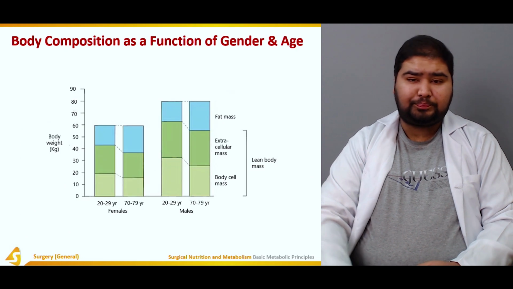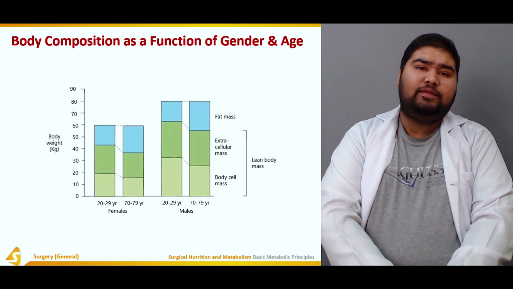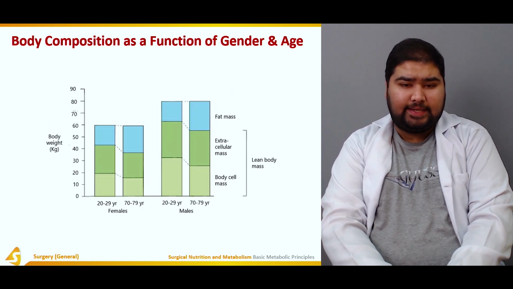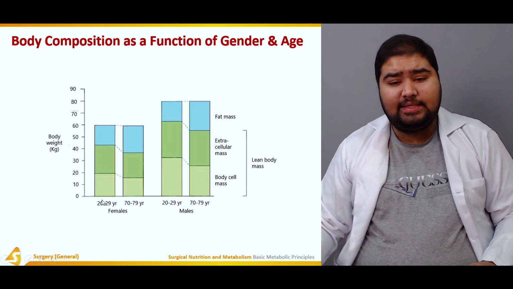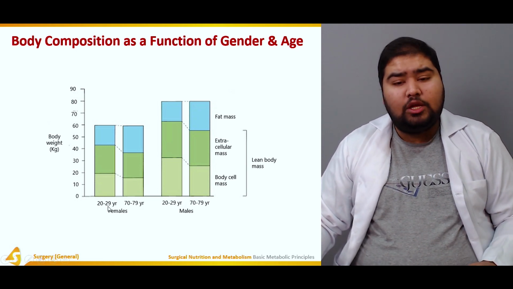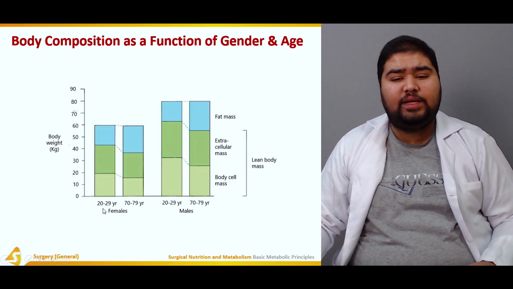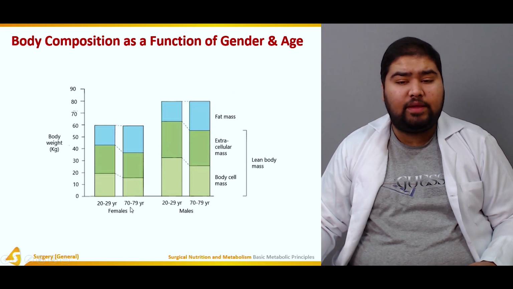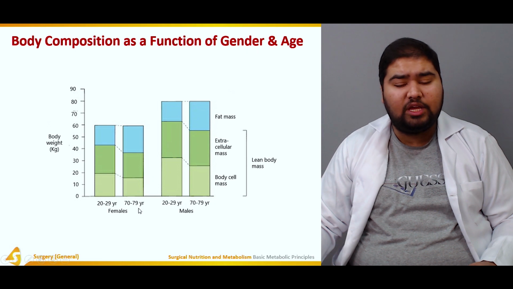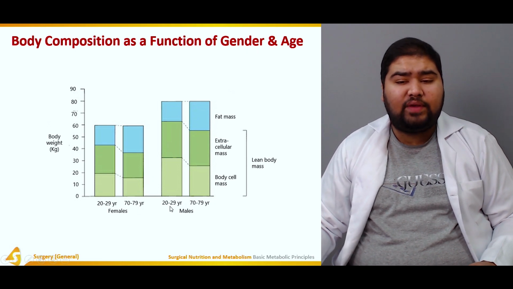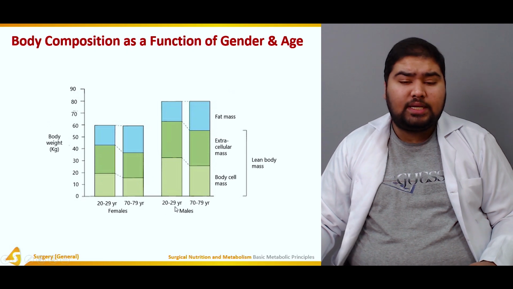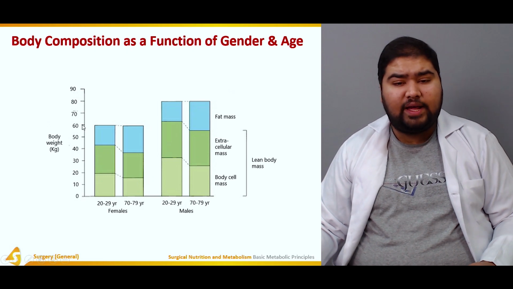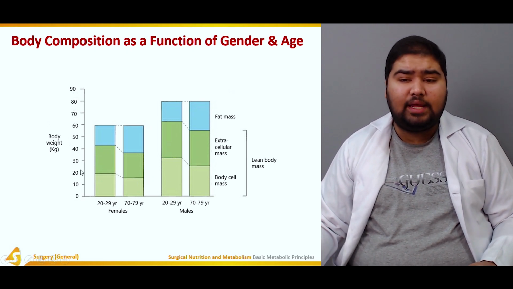So moving on. Now this graph compares body composition as a function of age and gender. On the x-axis we have the age of the patients. So we have two groups. The first group is females from 20 to 29 years of age. The second group is females from 70 to 79 years of age. Then again on the x-axis we have males from 20 to 29 years of age and males from 70 to 79 years of age. On the y-axis we have the body weight in kilograms.